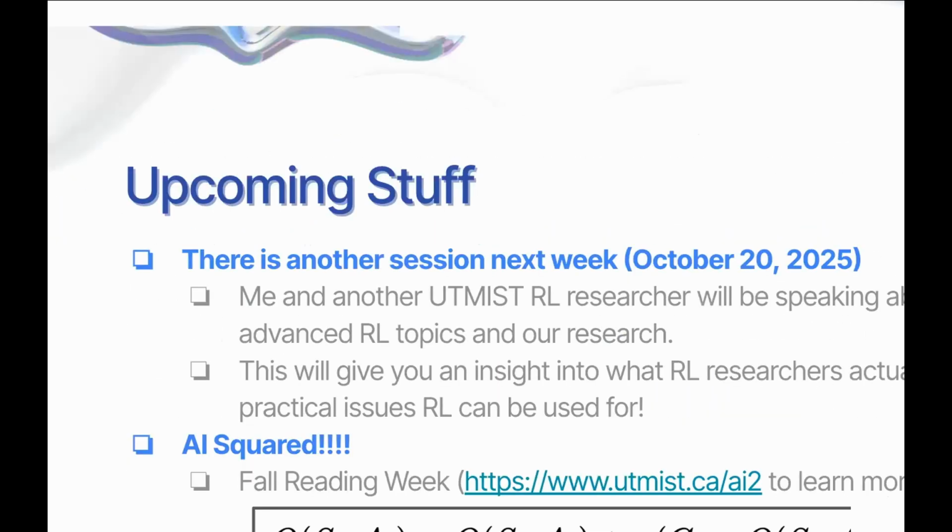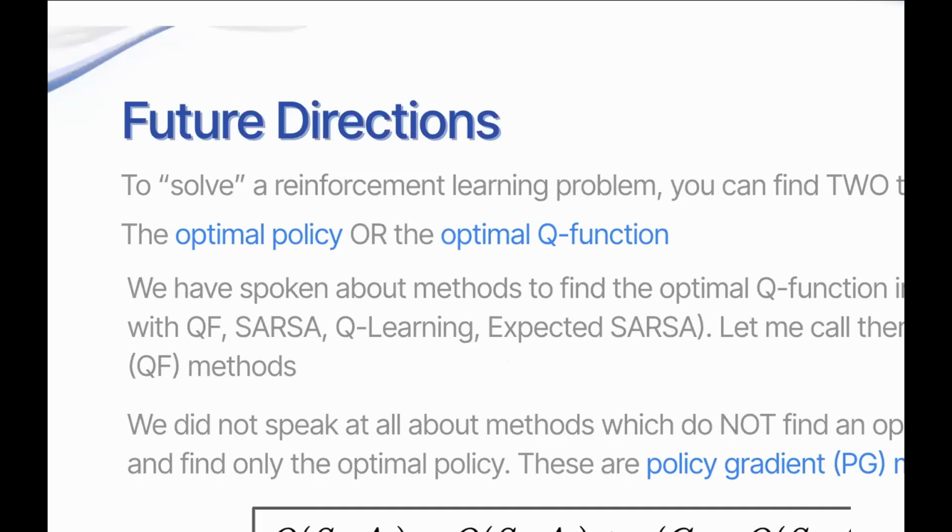Yeah, so just a quick summary for future directions for reinforcement learning. To solve a reinforcement learning problem, you can find two things, right? The optimal policy or the optimal Q function. We have spoken about methods to find the optimal Q function in this course, right? Monte Carlo with the Q function, SARSA, Q learning, expected SARSA. And they are called Q function methods because they find the optimal Q function.